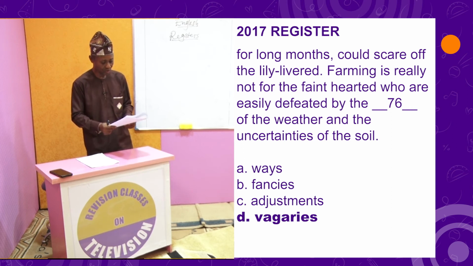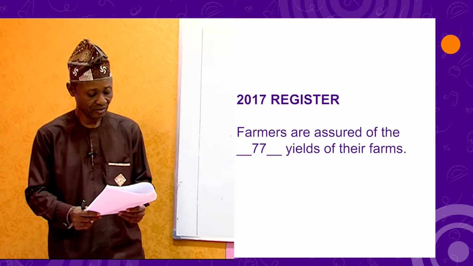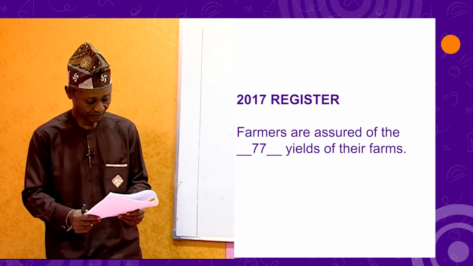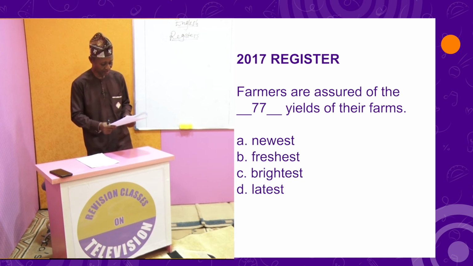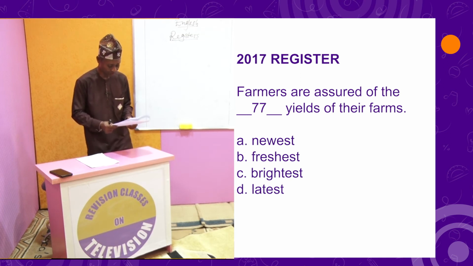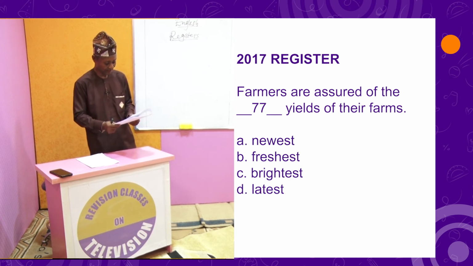Now, you continue. Farmers are assured of the dash yields of their farms. Question number 77. A, newest. B, freshest. C, brightest. D, latest. Option B, which is freshest, is the appropriate answer to the question.